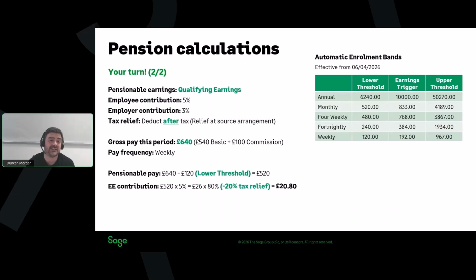However, due to the tax relief arrangement and it being deducted after tax, we multiply that by 80% to reduce by 20% tax relief, giving an employee contribution of £20.80. I think pretty much all of you got that. And then the employer contribution was the pensionable pay, £520 multiplied by 3%, and that comes to £15.60.